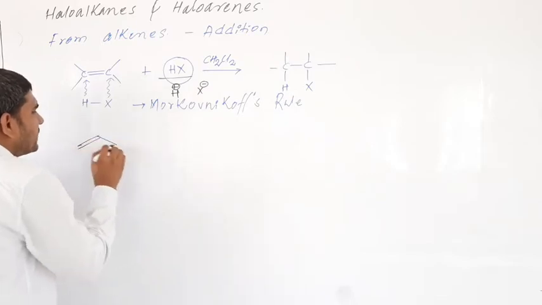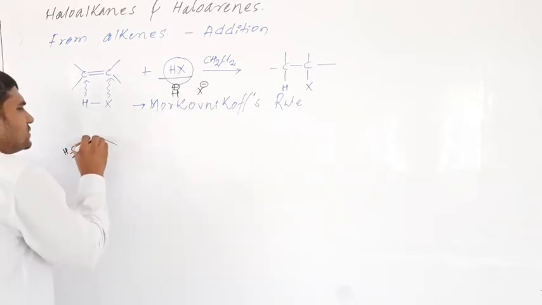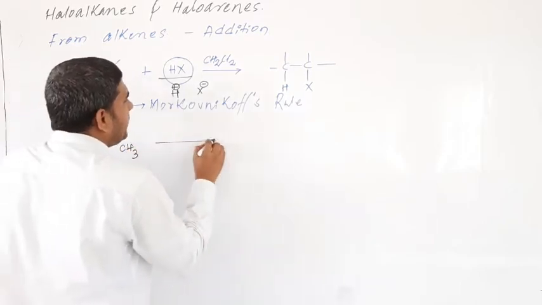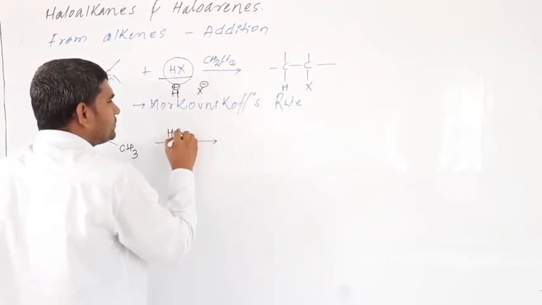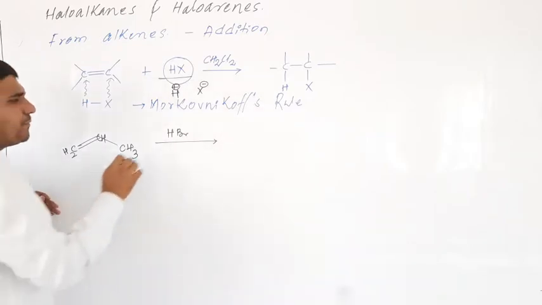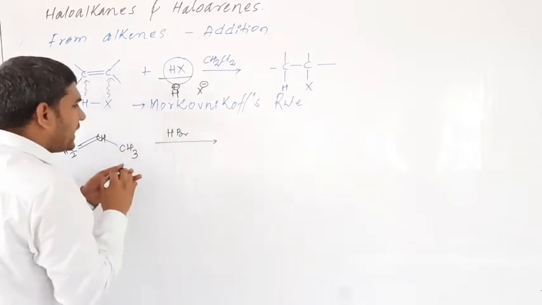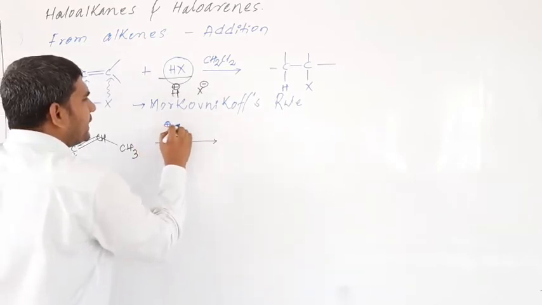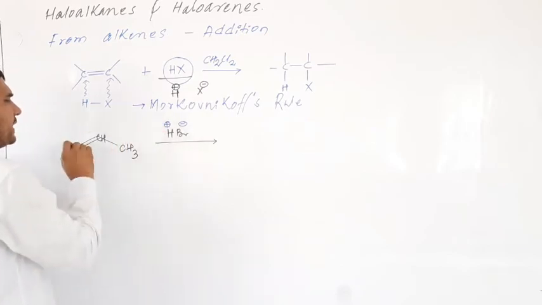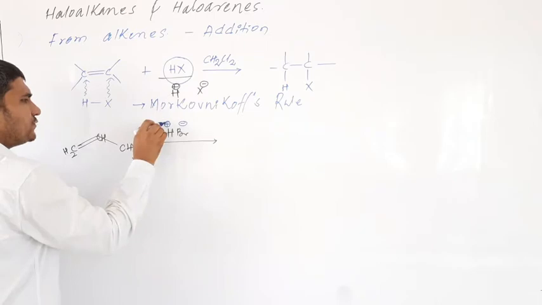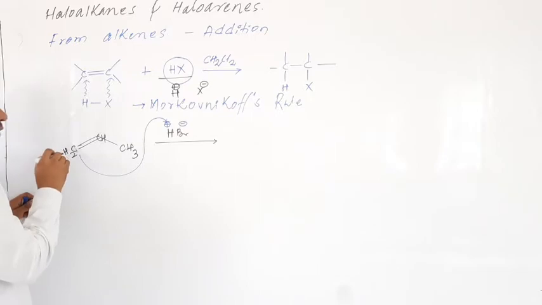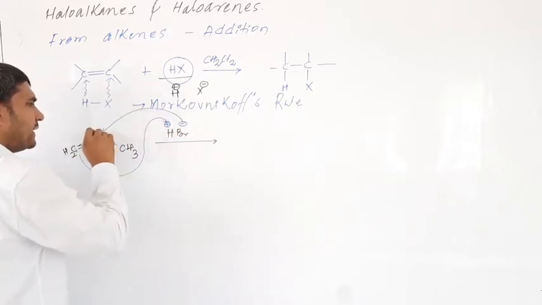For example, if you take this one, this is nothing but CH2=CH-CH3. If you add HBr in presence of solvent, how does this addition take place? I told you this follows Markovnikov's rule. This is the positive part, and this is the negative part. The positive part gets attached to the carbon containing the maximum number of hydrogens, and the negative part gets attached to the carbon containing the minimum number.